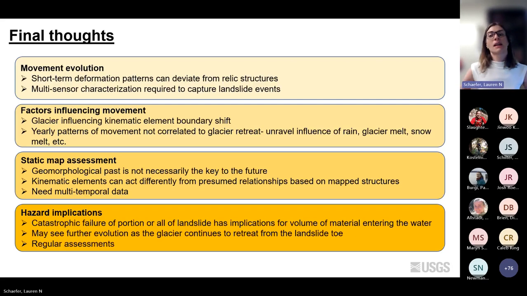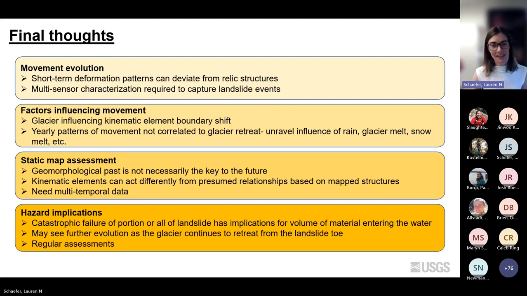So, final thoughts, returning to our objectives. Movement and evolution: I think we've done a good job of showing that short-term deformation patterns can deviate from relic structures, and that our multi-sensor characterization was really required to capture landslide events. There's really no silver bullet to measure the various sizes, complexities, and styles of movement at this landslide. Factors influencing movement: I think we have evidence to say that the glacier is influencing a kinematic element boundary shift, and that the yearly patterns of movement that we've seen very recently are not correlated to glacial retreat. There's still more to do in unraveling the influence of rain, glacier melt, and snow melt.